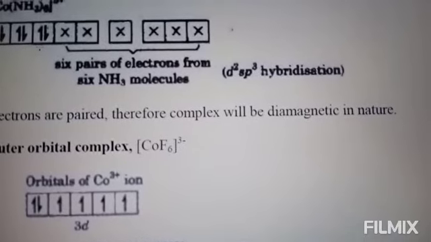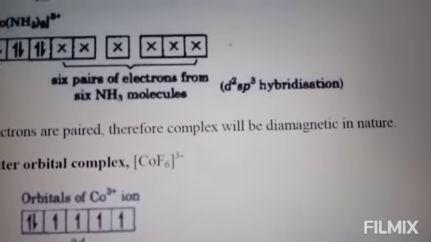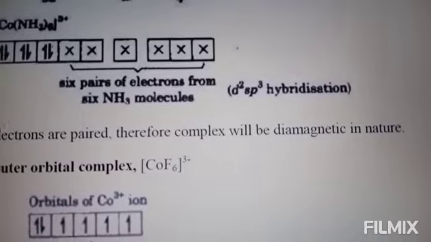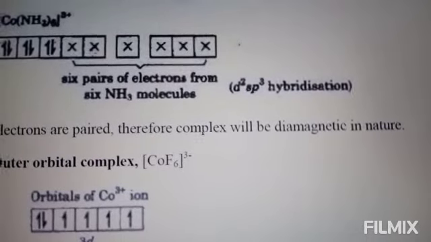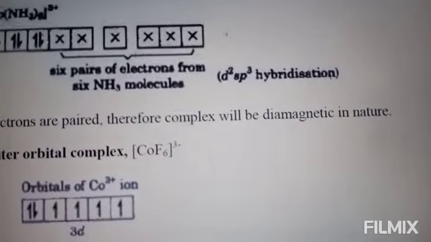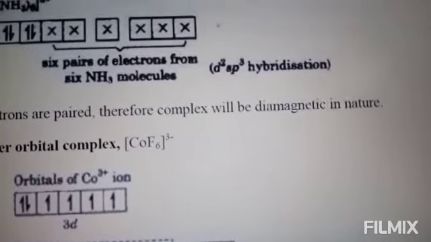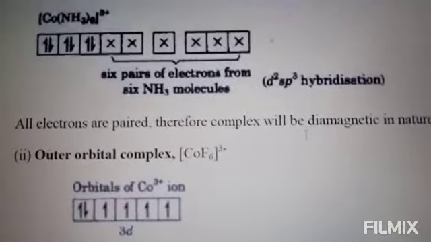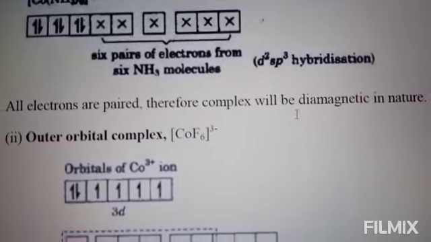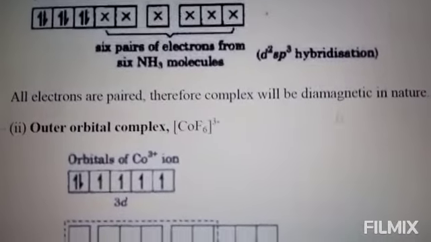So now here we have, in this electronic configuration, all the electrons are paired, isn't it? So what does it become? The magnetic properties will be diamagnetic in nature. So this is the part which is very important in this chapter. Okay, like this one, let us see.